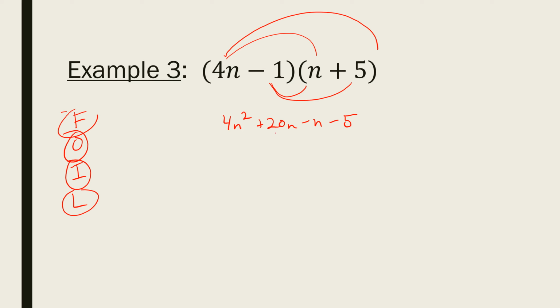I'm good to go. And just like the last one, I need to combine these middle two terms. 20n minus 1n is 19n. Then I have 4n squared and -5.